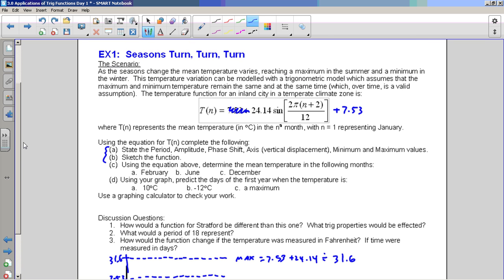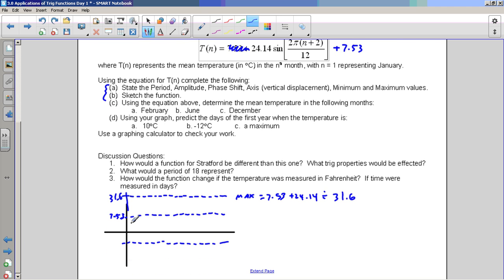Where's this place? Does it say what town this is in? No, it doesn't. That's okay. The minimum is the average minus an amplitude, which looks like that's around negative 17 point. That's cold. That is cold. 17.4-ish, maybe.